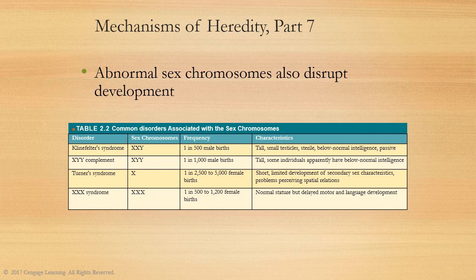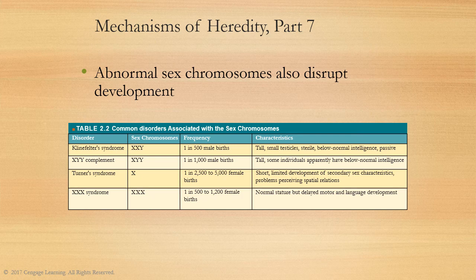The third one is Turner syndrome, and it's lacking, so it's an X, so it's actually a female, right? So it's 1 in 2,500 to 5,000 female births. So you can see this is going in order of the chances of having it. Short, limited development of secondary sex characteristics, problems perceiving spatial problems. And Turner syndrome is rare because you can see that, right? 1 in 2,500 to 1 in 5,000 female births.